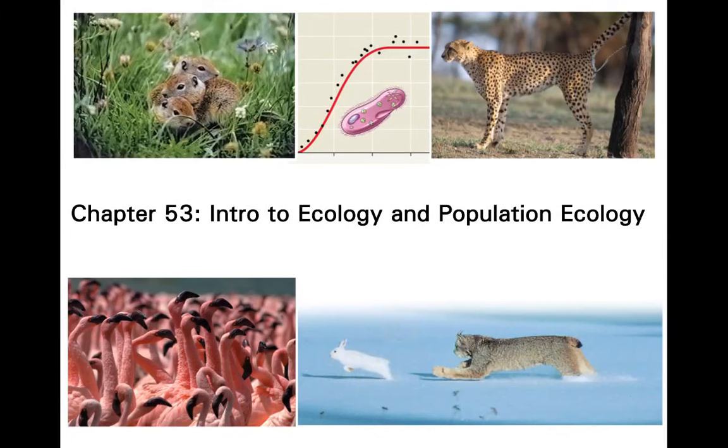We are in the home stretch, folks. So we have talked about evolution as the first half of Unit 4. And for the second half of Unit 4, we're going to get into the other E of E&E, which is evolution and ecology. So Chapter 53 is about population ecology, but I want to also tell you a little bit about ecology as an introduction.